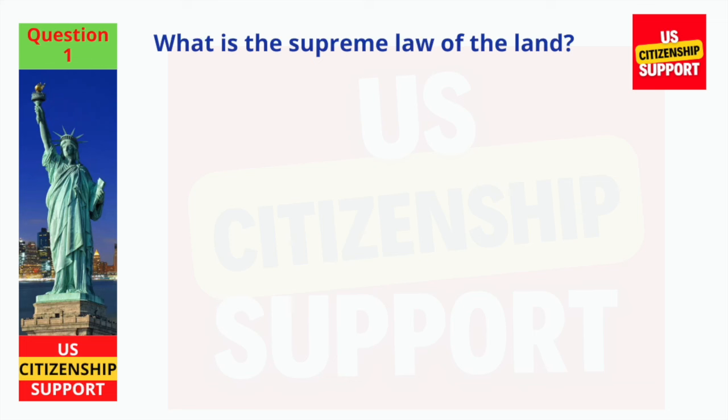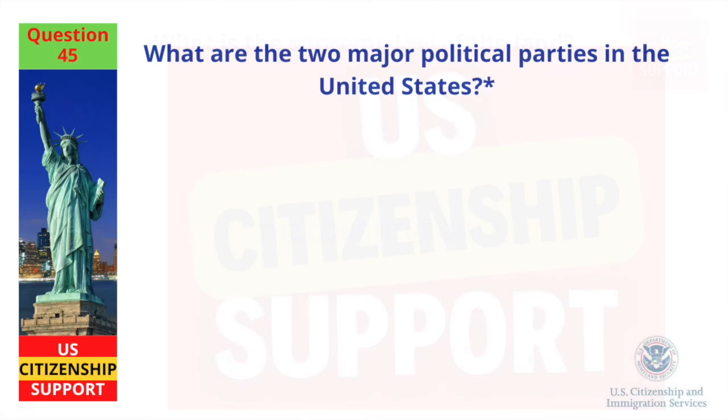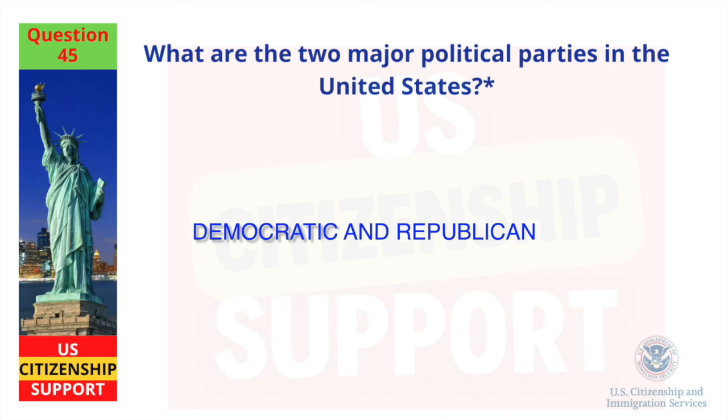What is the supreme law of the land? The Constitution. What are the two major political parties in the United States? Democratic and Republican.